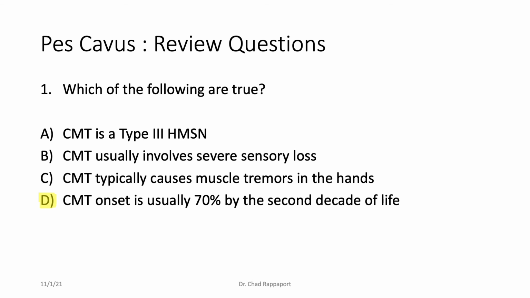CMT is a type 1 or type 2. Dejerine-Sottas is the type 3. CMT usually involves severe sensory loss. The key word is usually. The type 2 CMT causes severe sensory loss, but it's not the more common form. Type 1 is the more common form. Same for answer C. The correct answer is D.